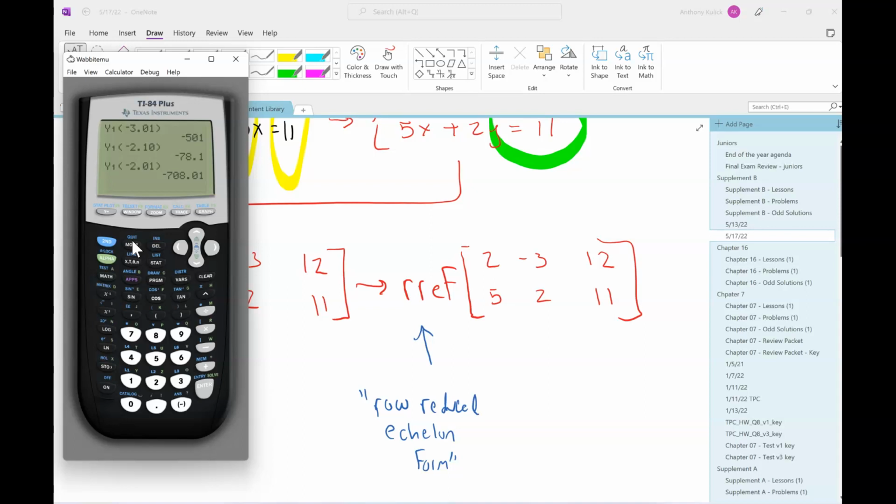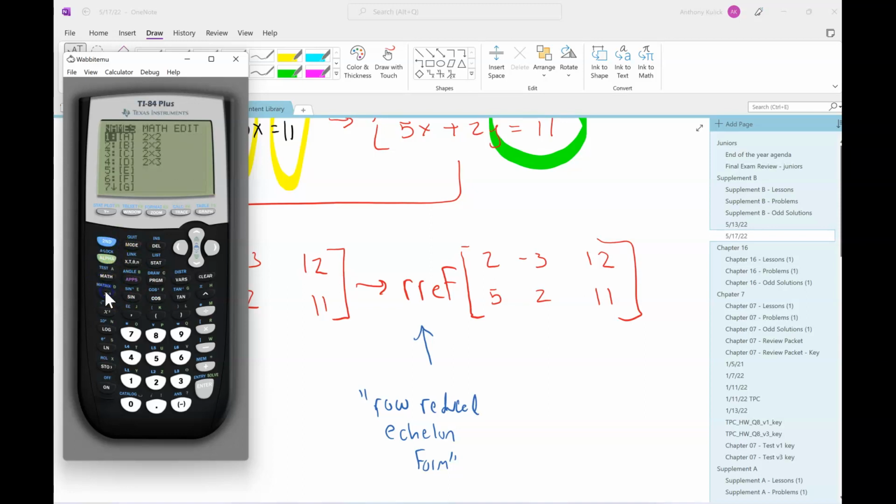So it's going to take row 1, multiply it by -5/2, add it to row 2, and store it to row 2. That's thus eliminating the x coefficient in row 2. And it just does this all internally. It's all programmed into your calculator.